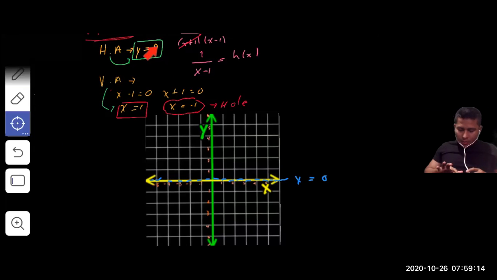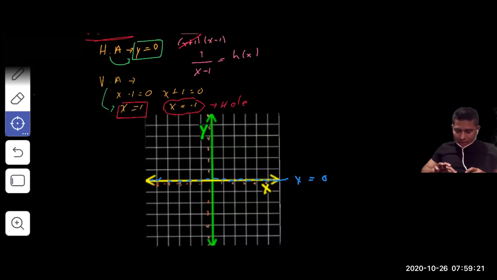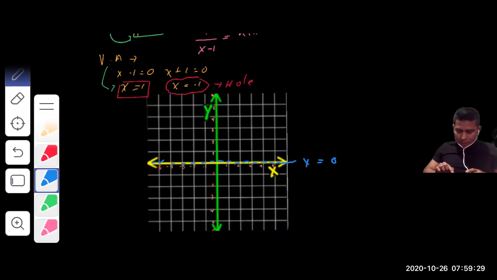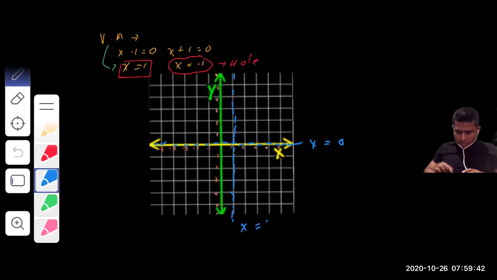And what another one? We have the vertical asymptote that is x equals 1, right? Okay, x equals 1, guys. x 0, x negative 1, oh, x positive 1. It's going to be this vertical line. Okay, that's going to be my vertical asymptote, x equals 1.